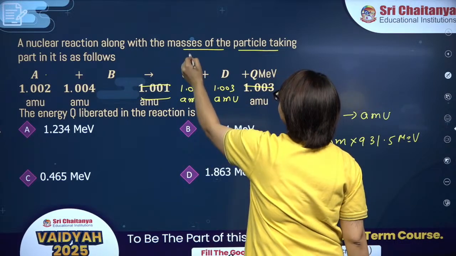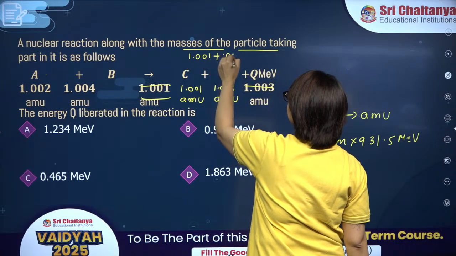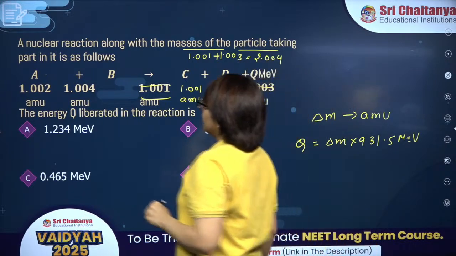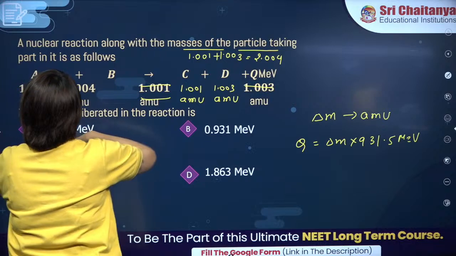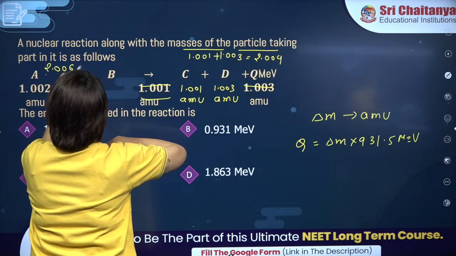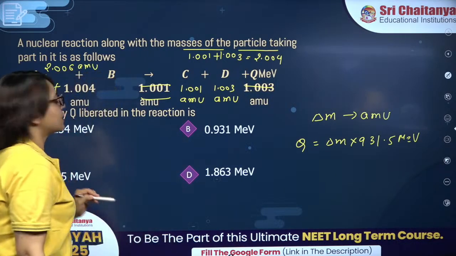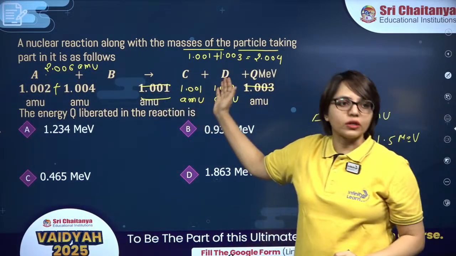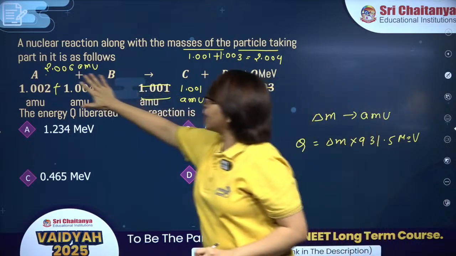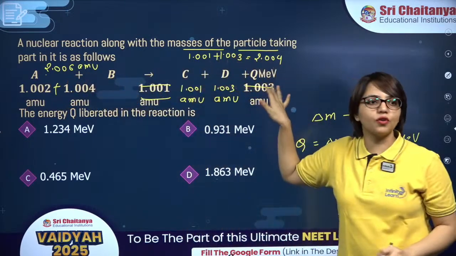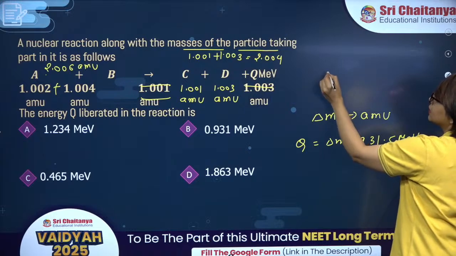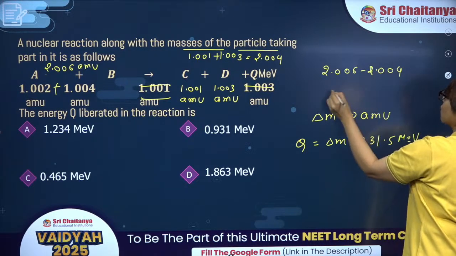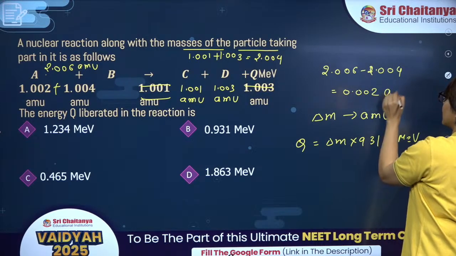Alright, so look at the products' masses. It is 1.001 plus 1.003. So it is 2.004 AMU. What are the reactants' masses? This plus this. So it is 2.006 AMU. So when the nuclear reaction is happening, the mass is lost. How much mass is lost? Earlier we had 2.006, now we have 2.004. So the mass lost is 2.006 minus 2.004, which is 0.002 AMU.